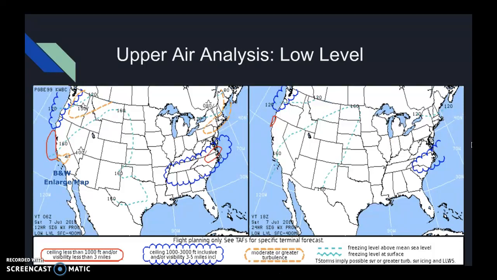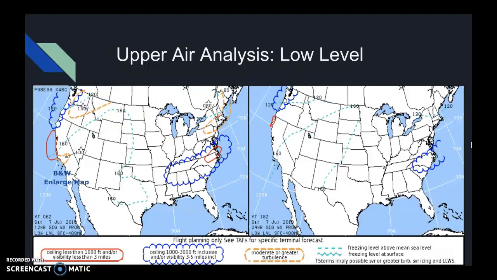Here is a low-level upper analysis chart. The dashed light blue line starting on the west coast headed up towards Montana and North Dakota area and back down towards Texas is known as the freezing level. This one is located at 16,000 feet as depicted by the 160 along that line.